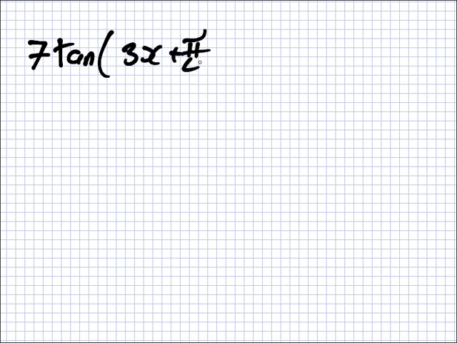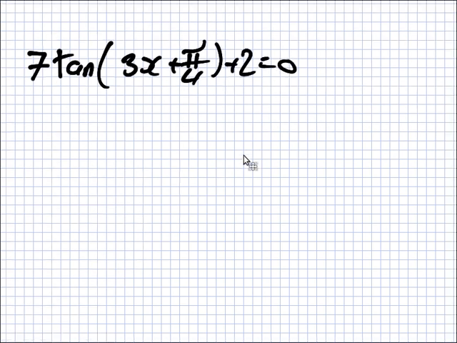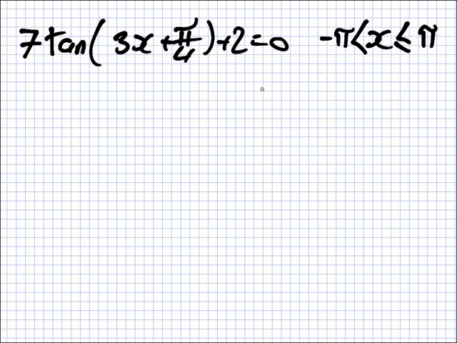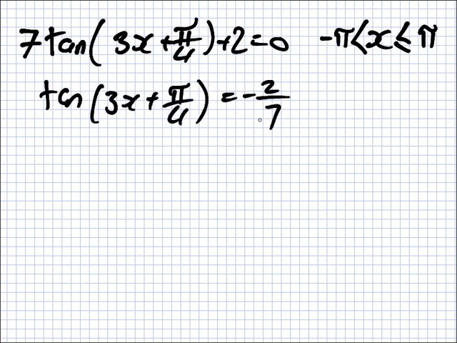Right. Okay, what do we have happening here? 7 tan (3x plus pi over 4) plus 2 equals 0. And this time x is between minus pi and pi. Okay. Tan (3x plus pi over 4) equals minus 2 over 7.